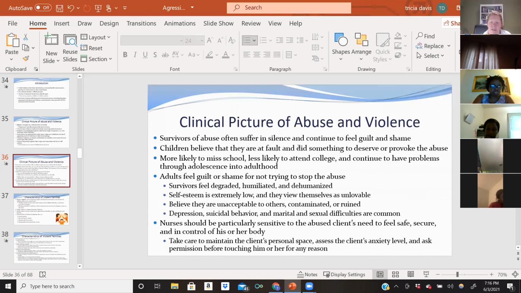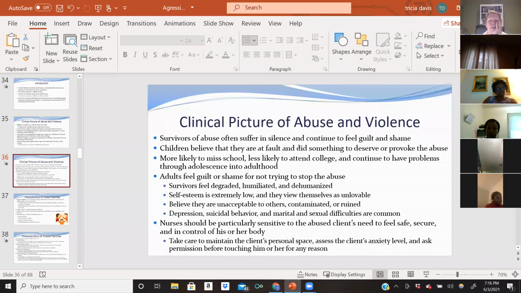Survivors report that they usually feel degraded, humiliated, embarrassed, and dehumanized. Their self-esteem is extremely low, and they view themselves as unlovable. They believe they're unacceptable to others. They might view themselves as contaminated or ruined. These feelings lead to depression, suicidal behavior, and difficulties in marriage, with sexual difficulties as well. All of these issues are not going to allow functional, healthy relationships in their adulthood.